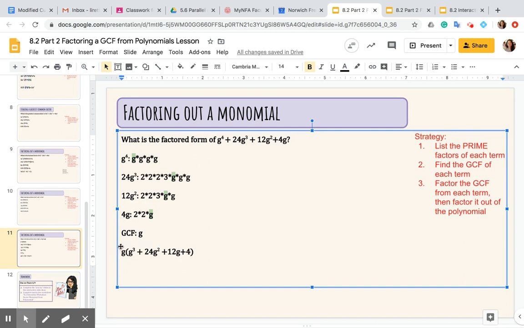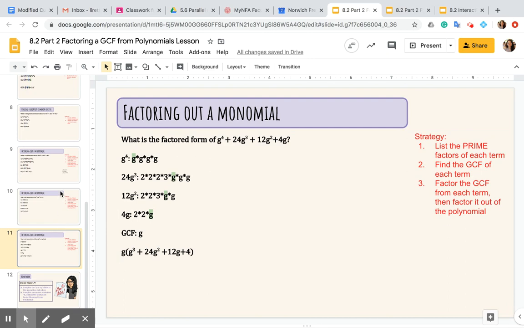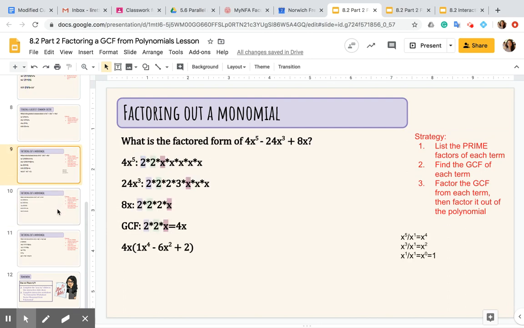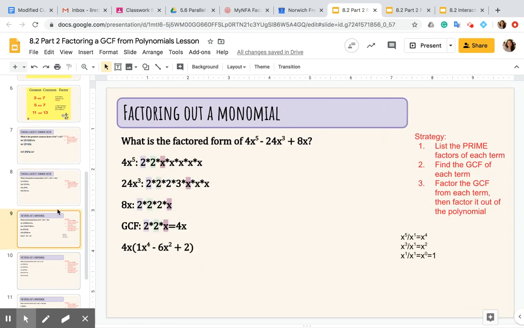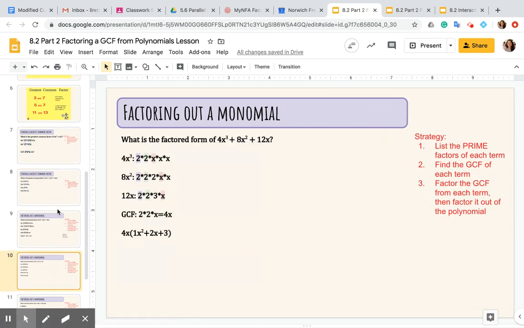Okay? And again, you can multiply all these out to see if you match. Here's my final answer, which is now correct. Okay, so a little bit complicated if you've never done this before, but take your time. Look at how I've color-coded things. You don't have to color-code your work, but I tried to do that so it was easy to see what I was doing.